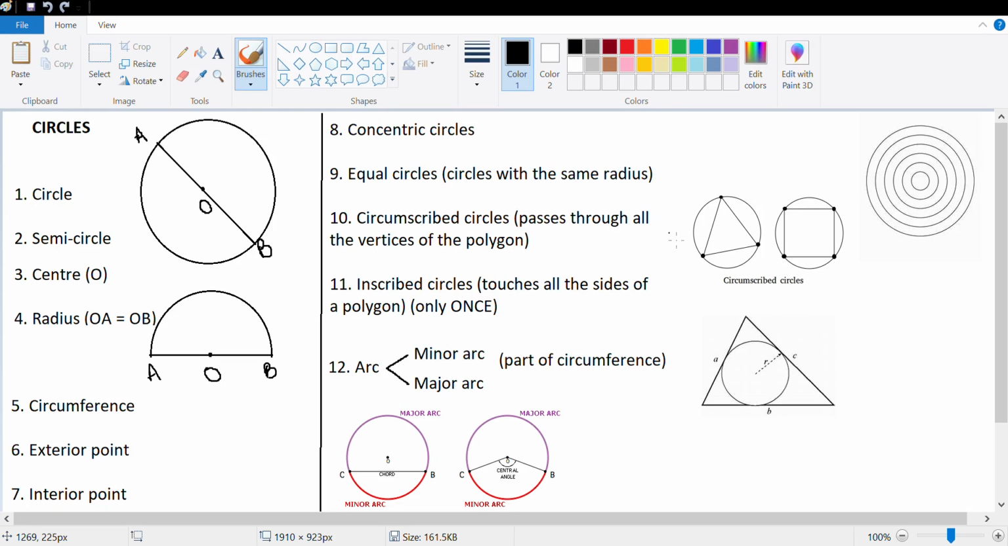Hi guys, let's start a new chapter. The new chapter is called circles. So let's quickly revise certain things that we've already learned in circles in the last couple of years.